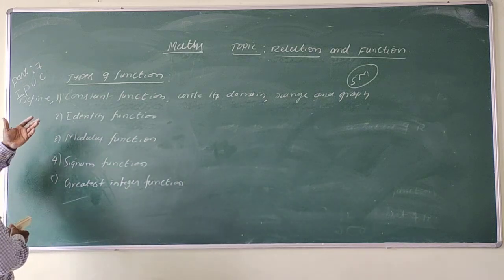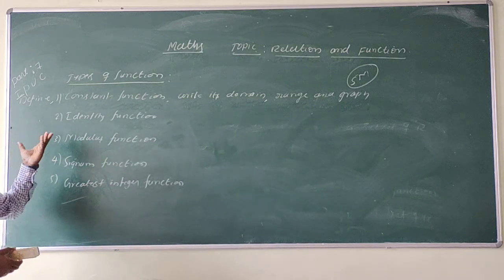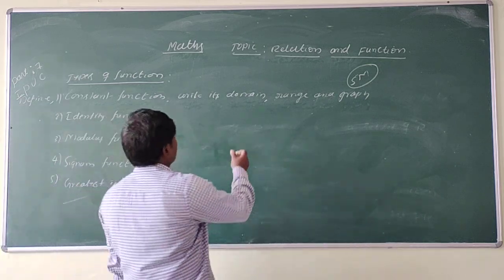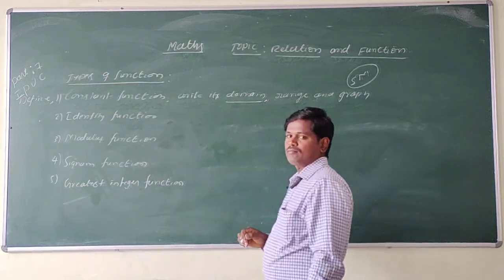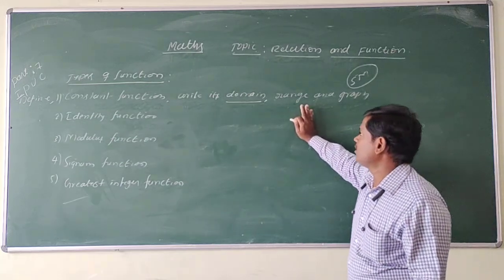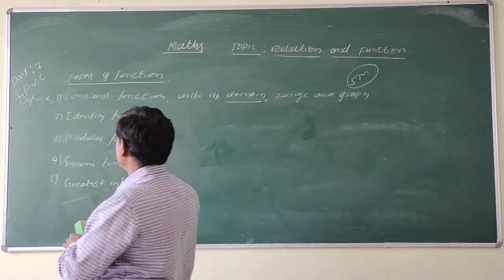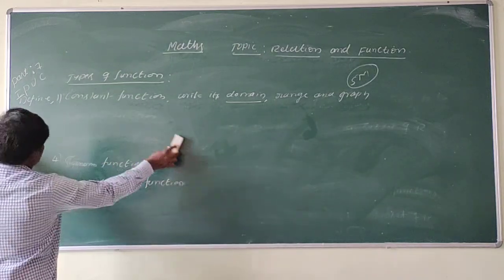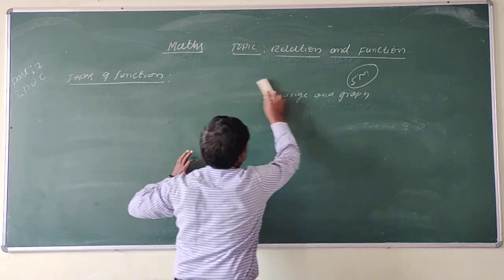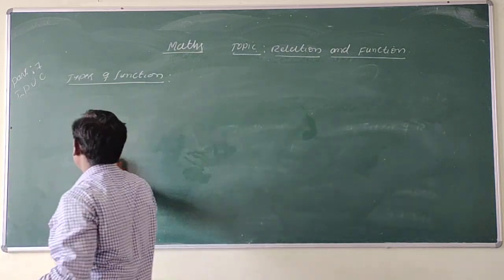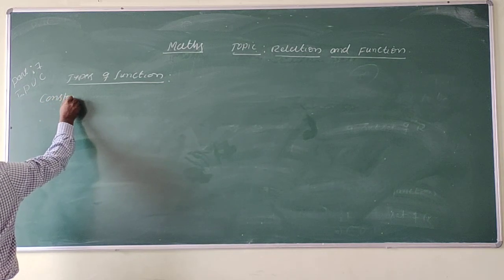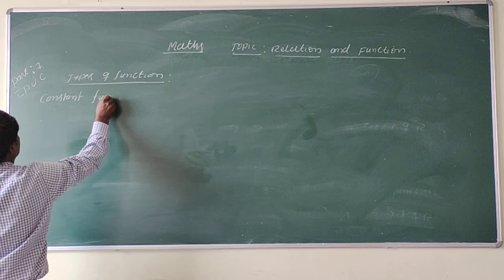Okay, so first we are going to start with constant function. Definitions are very easy. Domain is already known: the set of all input values, and range is the set of all images of set A. So the first one is constant function.